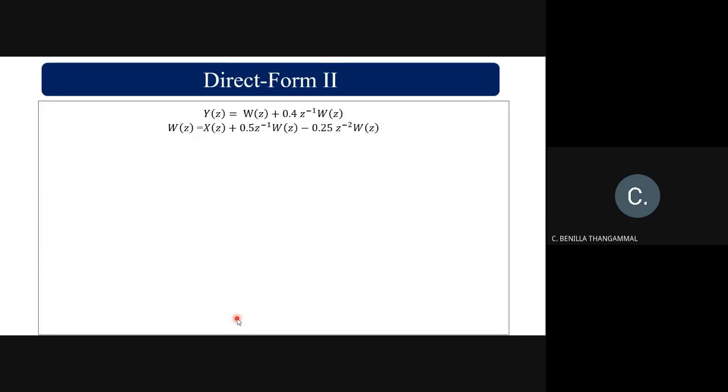So with this one I'll be drawing the structure here. So now I'll be getting this one. So x of z, w of z, and then y of z, whatever it may be, you have to get this common, right? So now what I'll be doing, your y of z is equal to w of z times 1 into z plus 0.4 z inverse w of z. So where you have to take this delay from your w of z.